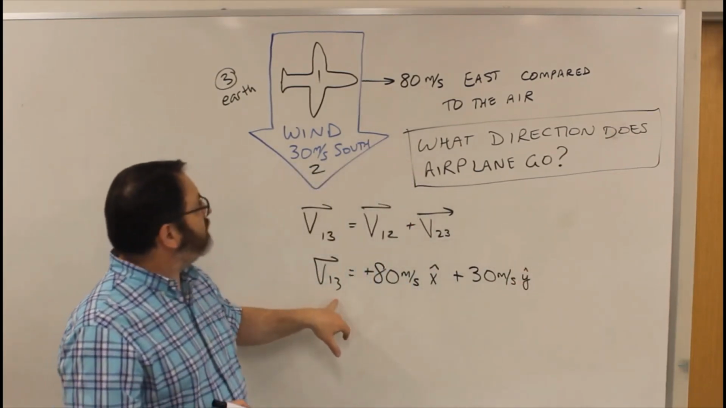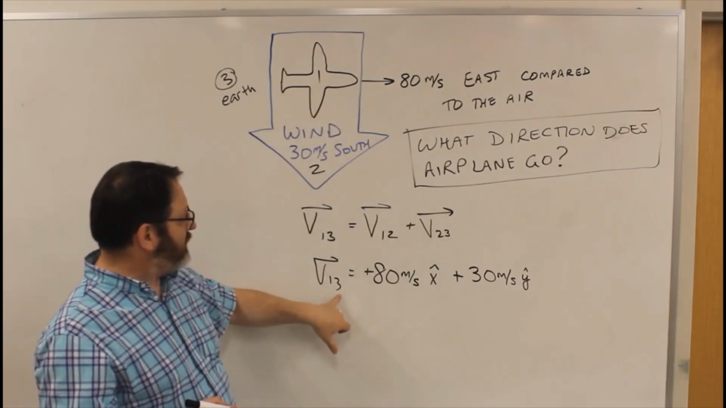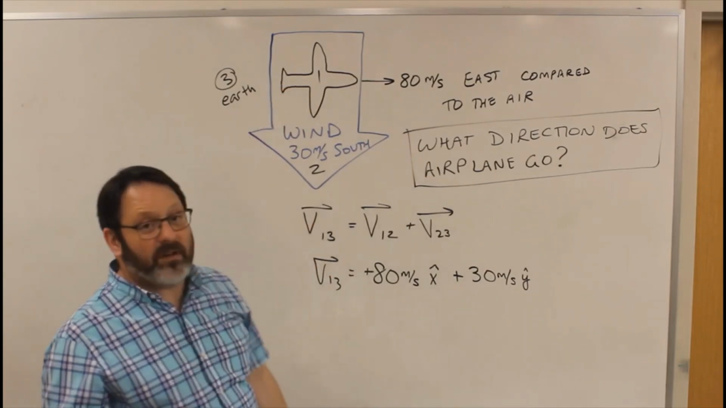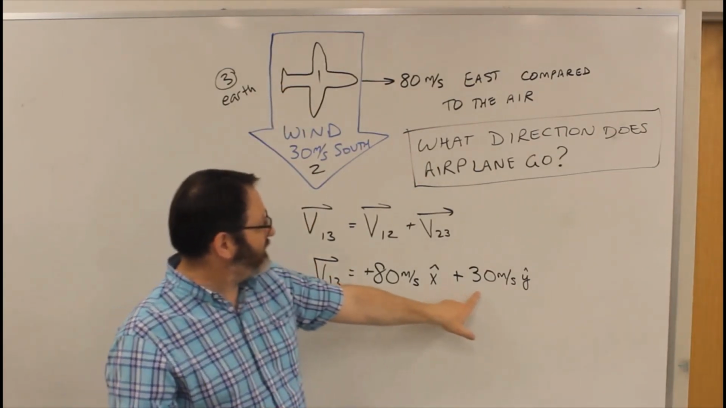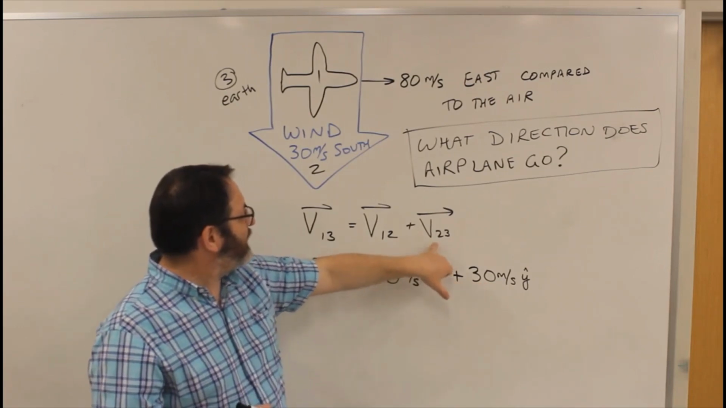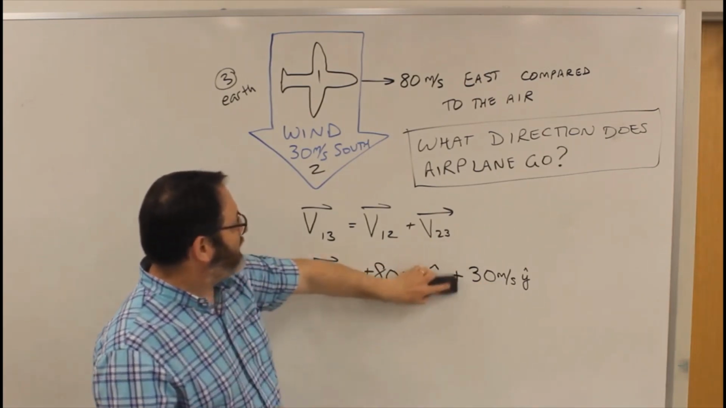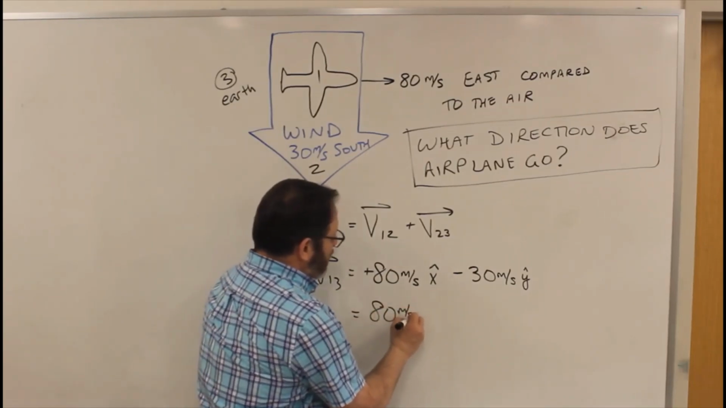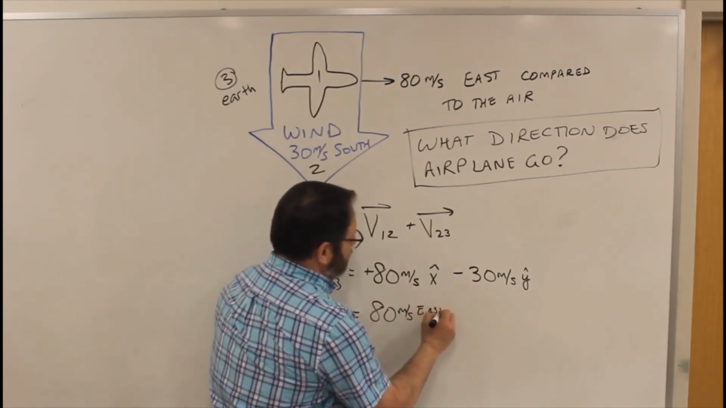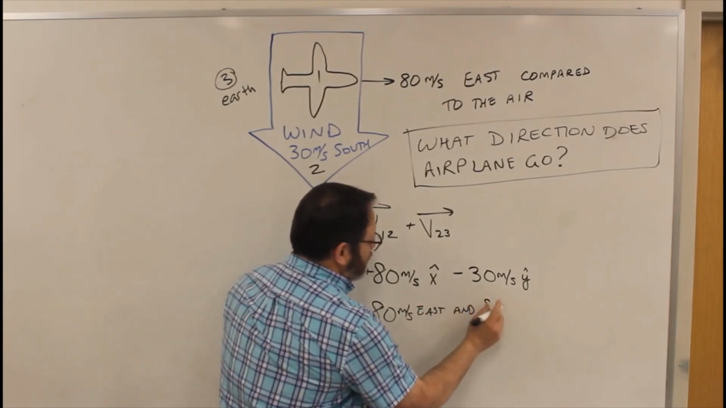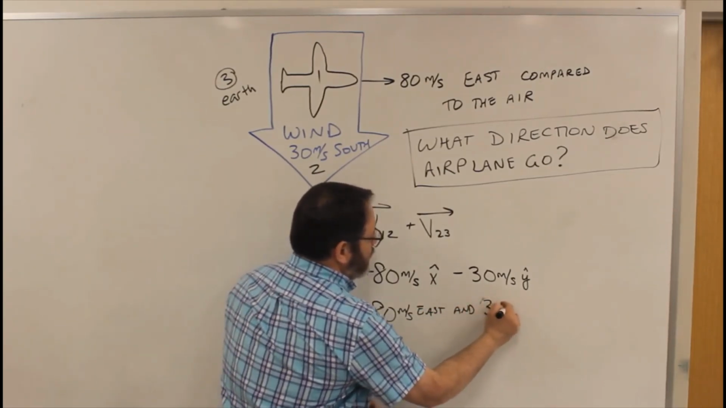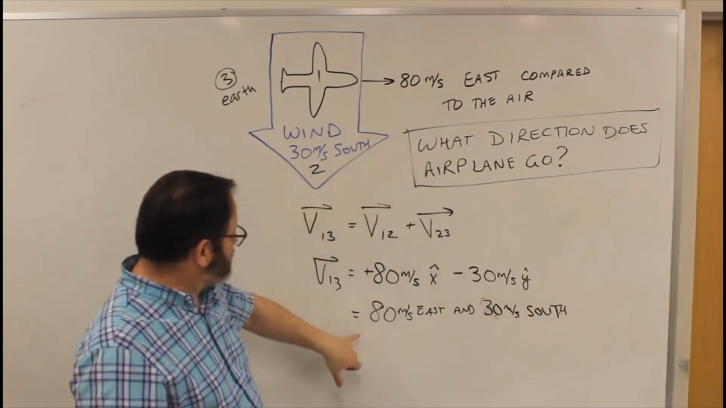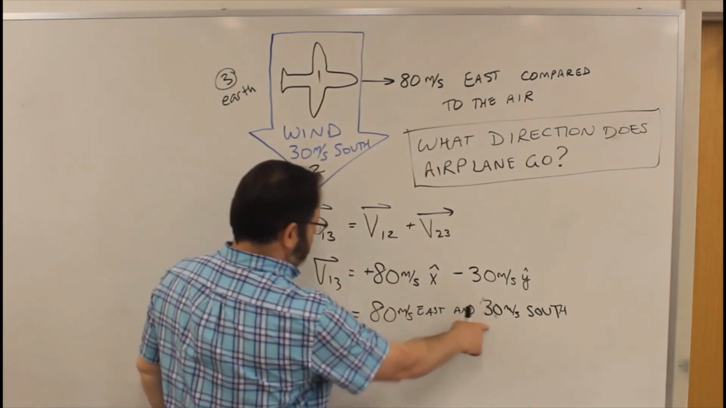So the velocity of the airplane, as seen by the Earth, is 80 meters per second east plus 30 meters per second south. Oh, sorry, I should have gotten a negative there. So this is velocity of the wind compared to the Earth, negative y. Or 80 meters per second east and 30 meters per second south. It's asking for direction. It didn't ask for this.